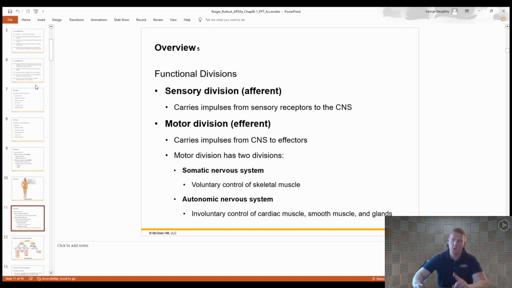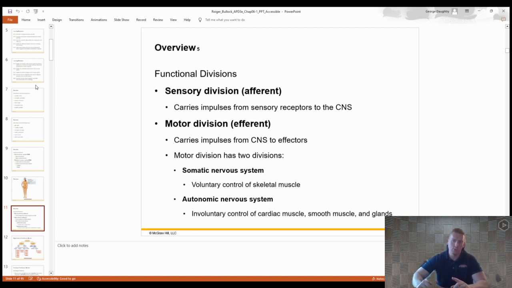So we have our two big functional divisions. We have either sensory input or we have motor output. Sensory input is our afferent division. Afferent input is that receptor feedback. Afferent means that it's traveling toward the brain and we're delivering some kind of message to the brain or the spinal cord, depending on what's happening in the external environment. That's our afferent sensory division.